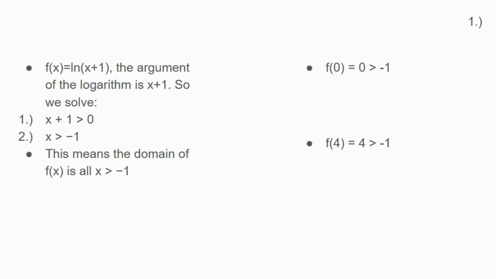So in our case, the argument is x plus 1, so we can solve the inequality by setting x plus 1 greater than 0 and then subtracting 1 from both sides. And we get x is greater than negative 1. This means the domain of f of x is all numbers greater than negative 1.